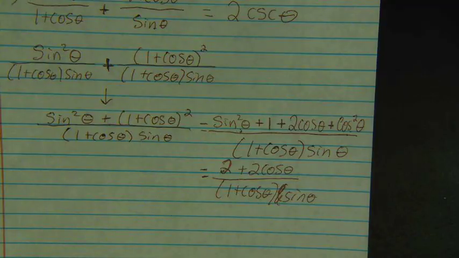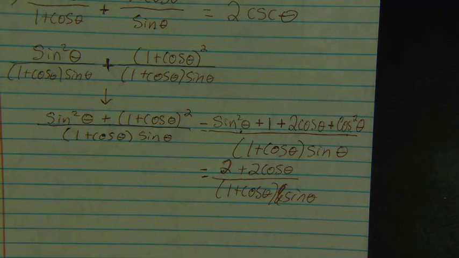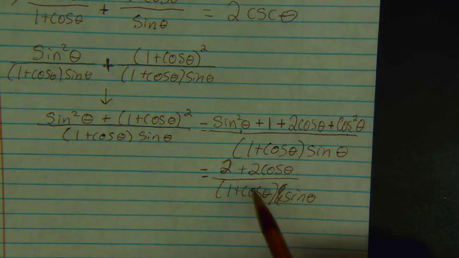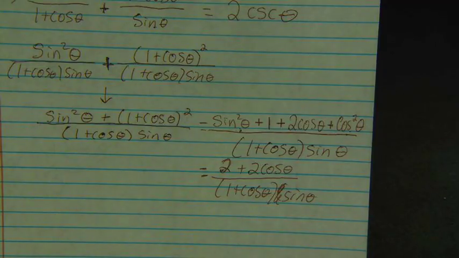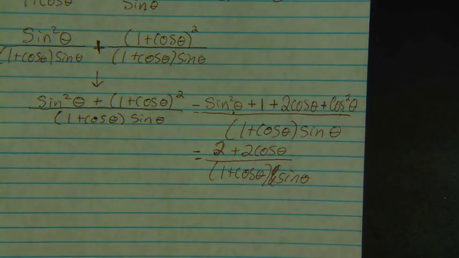JC. Brandt. Could you get rid of the 1 plus cosine theta and the 2 plus 2 cosine theta? How? Just by like crossing them out? You can't just cross them out at this point. There's something you would have to do first. Okay? So what is that thing?